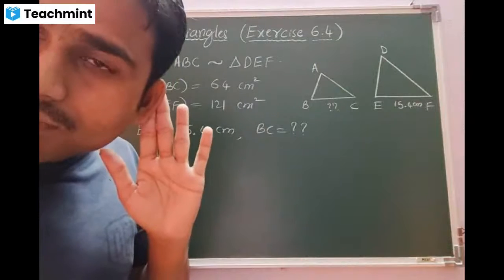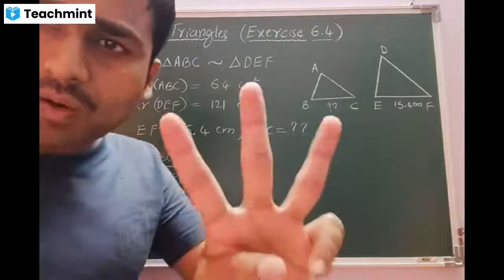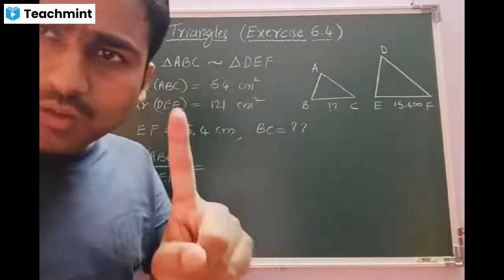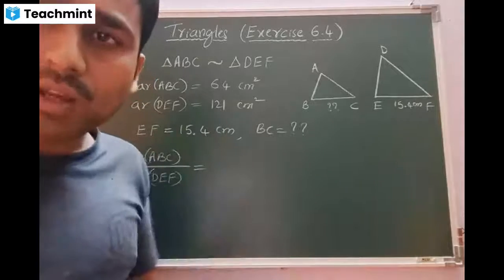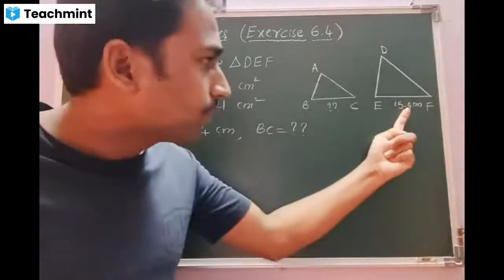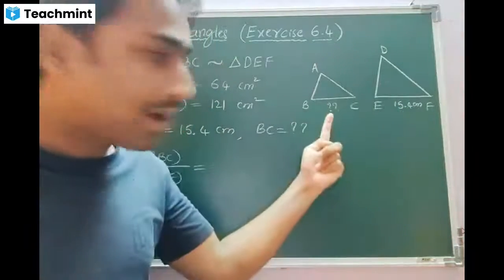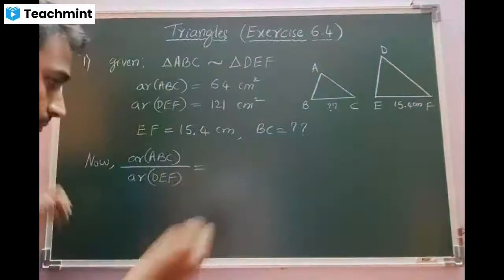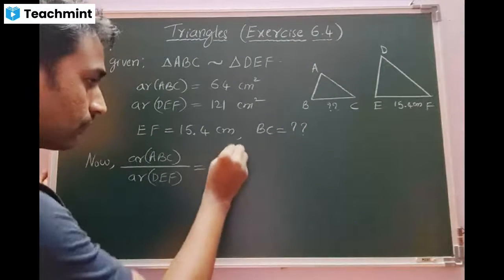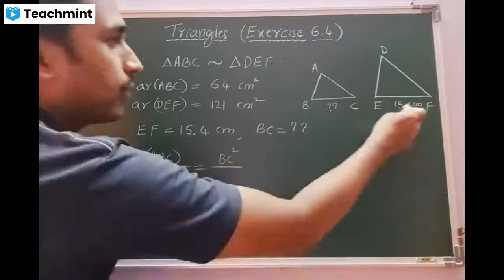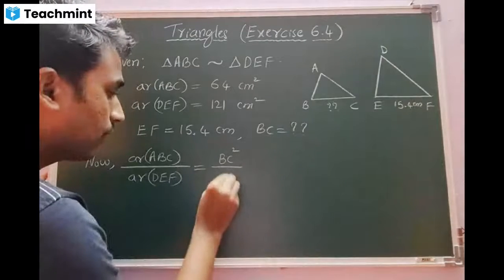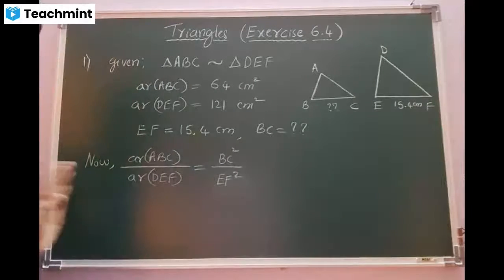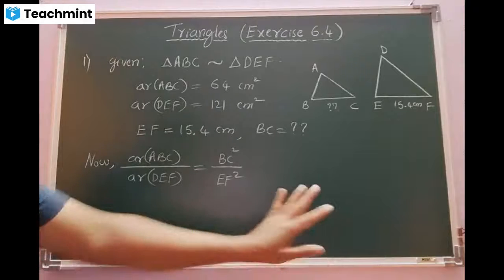Yes, sir. There is no need of taking all the three ratios. One we have to take, which they are talking about. Look at the concept. They have given EF, they have asked BC, so I'll take this particular ratio: BC square divided by EF square. Is that clear?